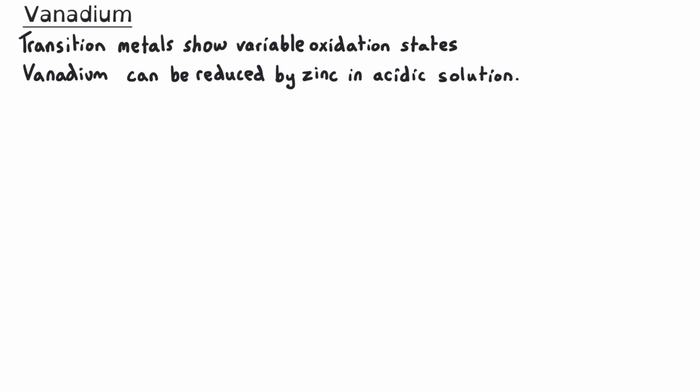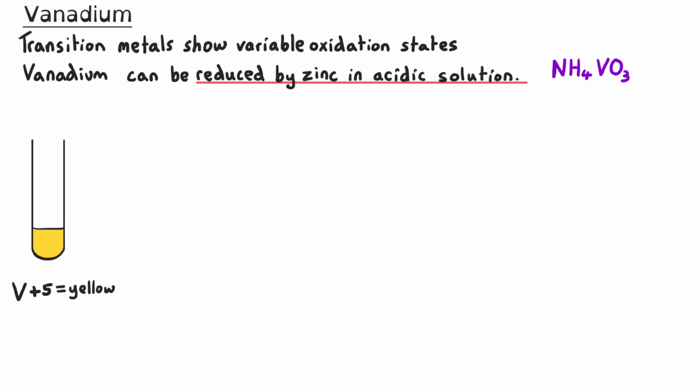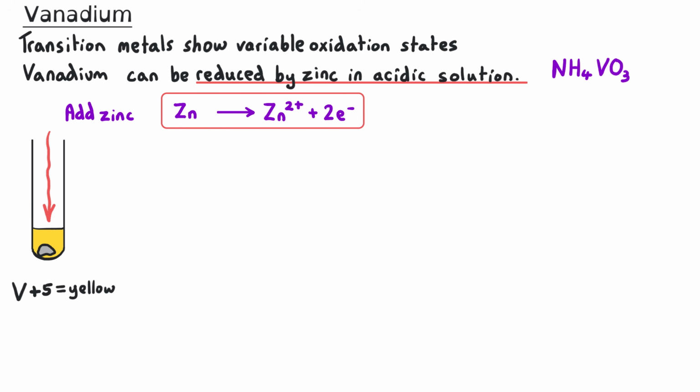A common example of transition metals showing variable oxidation states is vanadium. In an experiment, you can reduce vanadium by reacting it with zinc in acidic solution. To do this, you would take a solution containing the vanadate 5 ion, for instance NH4VO3, and then you would add zinc to this solution. And the zinc metal would be oxidized, it would lose electrons and produce these electrons, which can then be gained by the vanadium. Initially, vanadium is in an oxidation state of +5, which gives it its distinctive yellow colour.